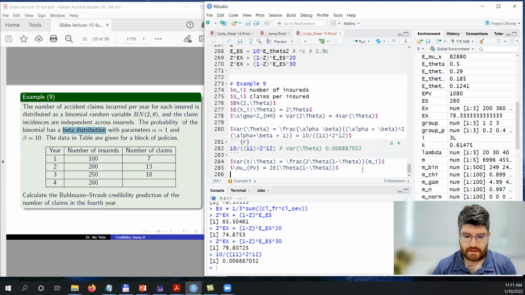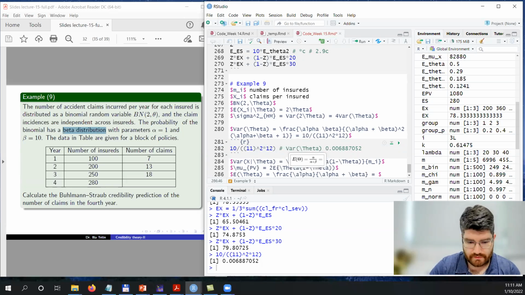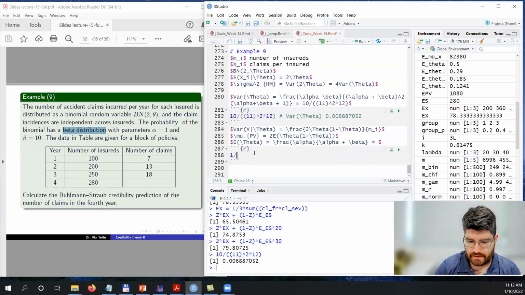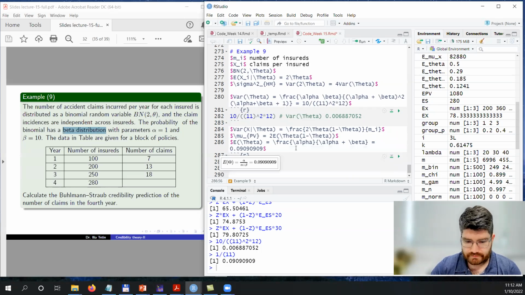And E theta, given that we are talking about the beta distribution, is really easy. This is just the fraction of alpha over the sum of alpha and beta. So again, we are ready to calculate that instantly. This is 1 divided by 11. So this is the value of the expected value.